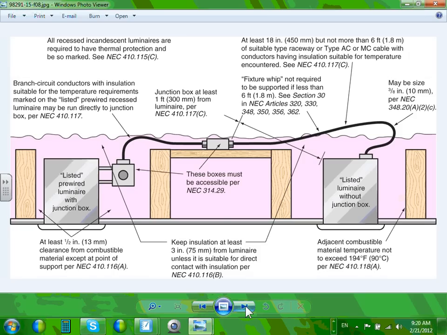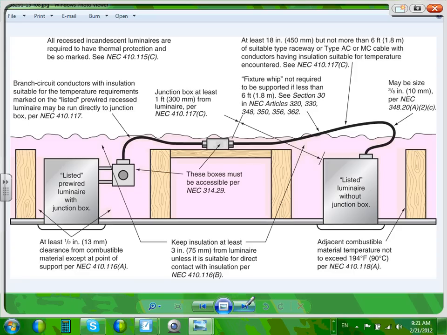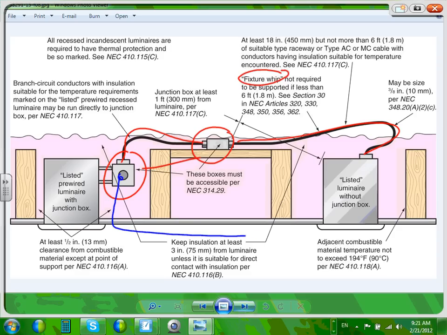A couple of things, guys. When we have cans, listed as pre-wired luminaires, every time you have a box and you have a fixture whip, because remember that fixture whip right in here goes to the fixture, and boxes. These two boxes have to be accessible by code. And as we all know, I can't go from here and put a receptacle here, can I? Can you go from this box and feed the receptacle? This box is a dedicated box for the fixture. This box, if it has to be accessible, obviously.